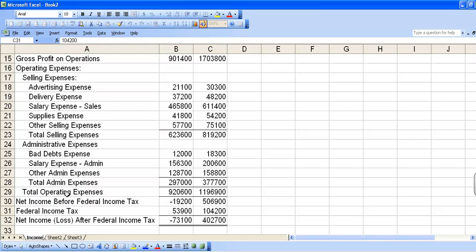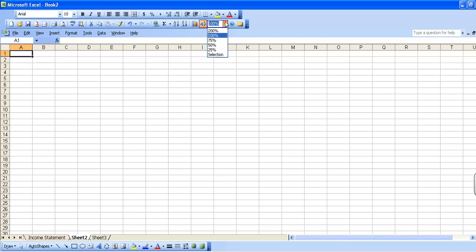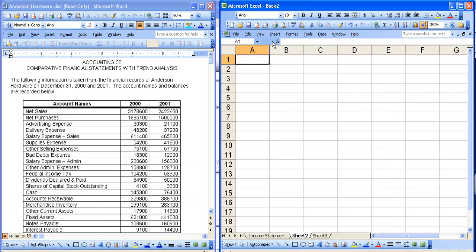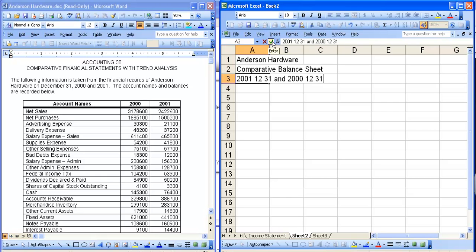I'm now going to prepare a worksheet, or not a worksheet, sorry, a balance sheet with you, a comparative balance sheet, so that hopefully it all makes a little more sense. Once again, we have the name of the company, Anderson Hardware. We're doing a comparative balance sheet this time. And remember, a balance sheet is always for a specific time period. So we've got 2001 12/31 and 2000 12/31. Because we're going to use 3 columns, we're going to merge and center that across the columns.